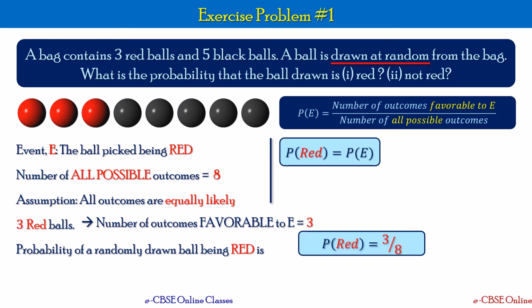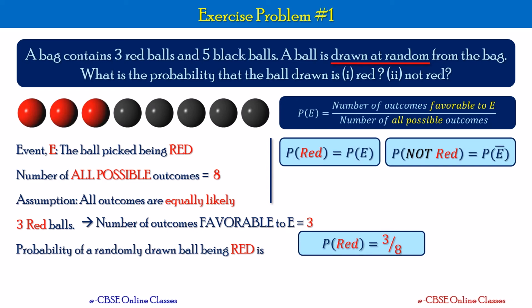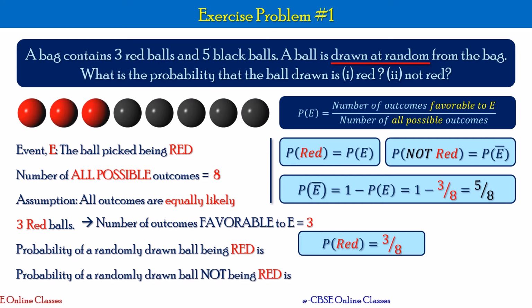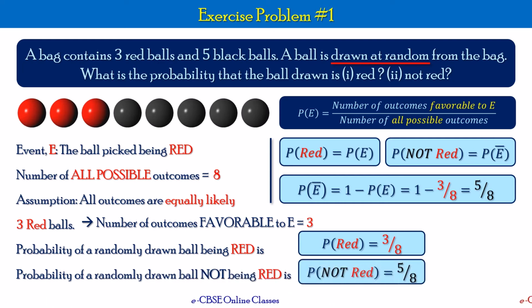Okay. Now, I am calling the probability of the ball being red as P of E. The probability of the ball not being red will be P of E bar. Correct. Just a while back we have seen that P of E bar can be calculated as 1 minus P of E. Right. Here P of E is 3 by 8. So 1 minus 3 by 8 becomes 5 by 8.